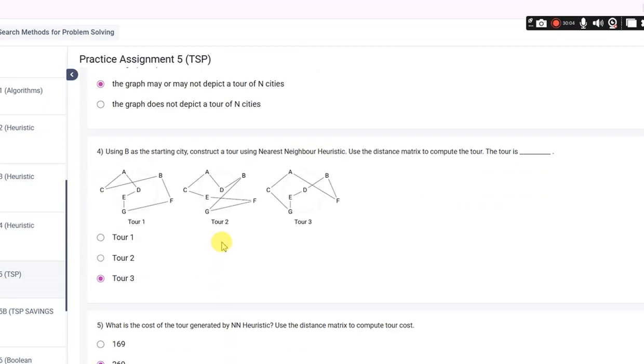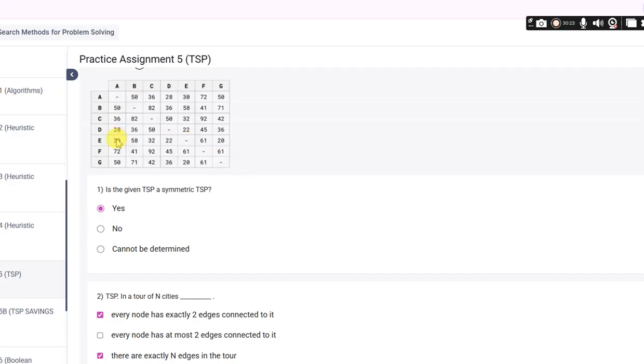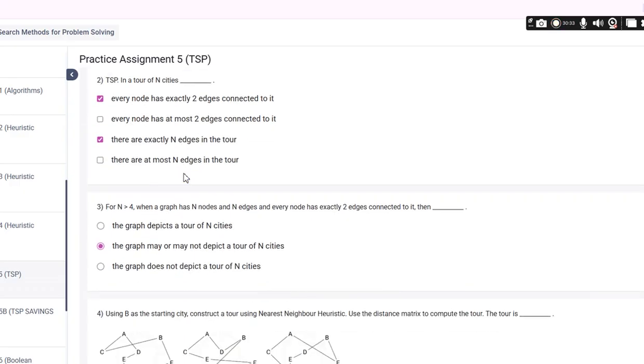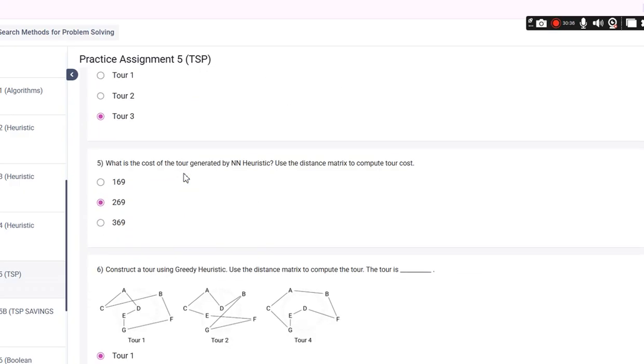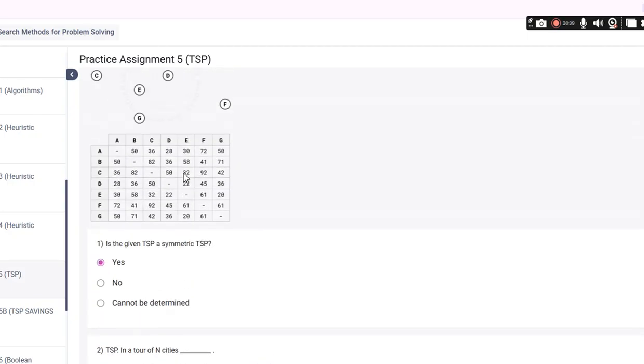Next, the question is: using B as a starting city, construct a tour using the nearest neighbor heuristic. Use the distance matrix to compute the tour. So, using nearest neighbor, we already know that from B we can go to F, because B to F, 41, is the smallest of all of these. Then from F we will go to D, because F to D is the smallest.